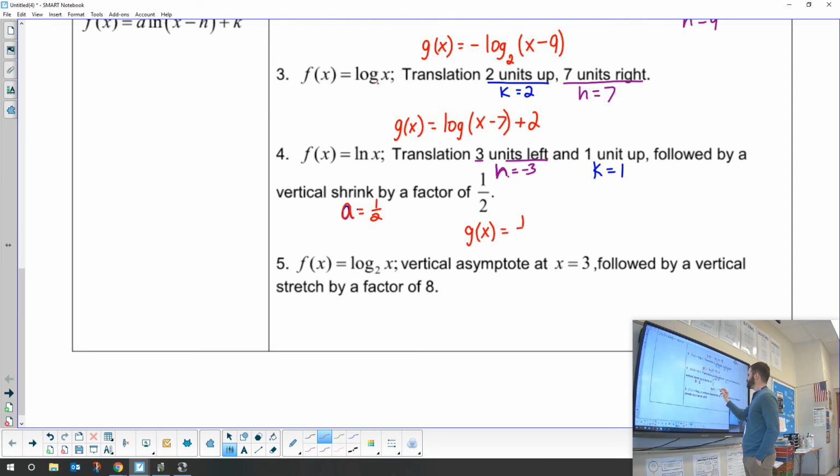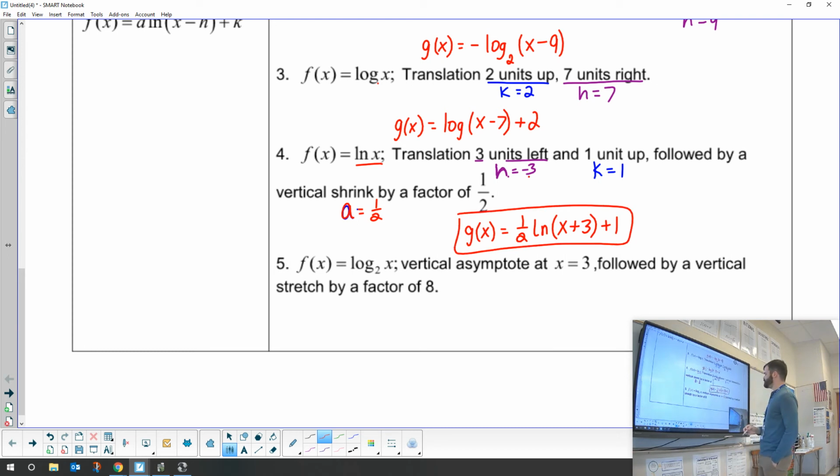G of x equals my A, which is 1/2, times, look back to where we started. What was my starting equation? Now this one was a natural log. Like I said, though, the base doesn't change, even if my base is an E like it is for natural log. So we're just going to go 1/2 times the natural log of x, and this is going to be the opposite, right? We're going to go x plus 3 for my h, plus 1 there on the end.